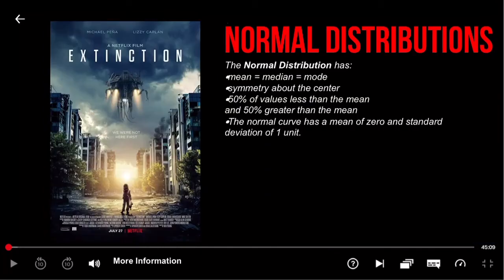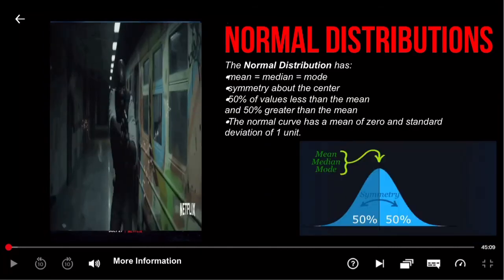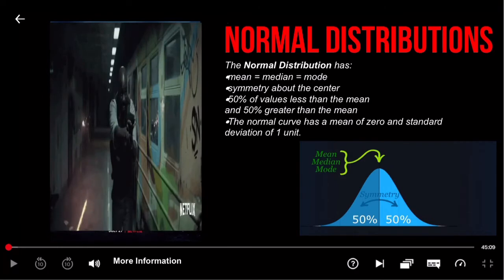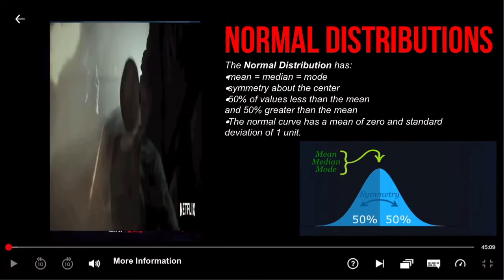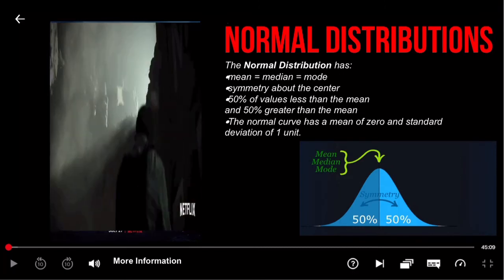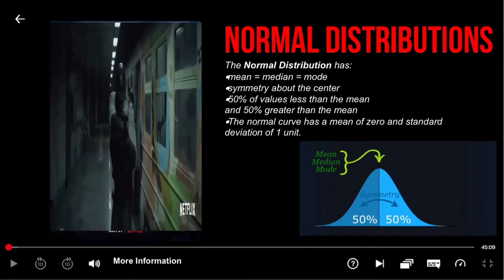Based on the illustration, we can see that the normal distribution has mean, median, and mode. It is also symmetric about the center. 50% of the values are less than the mean, and 50% are greater than the mean. The normal curve has a mean of 0 and a standard deviation of 1 unit.